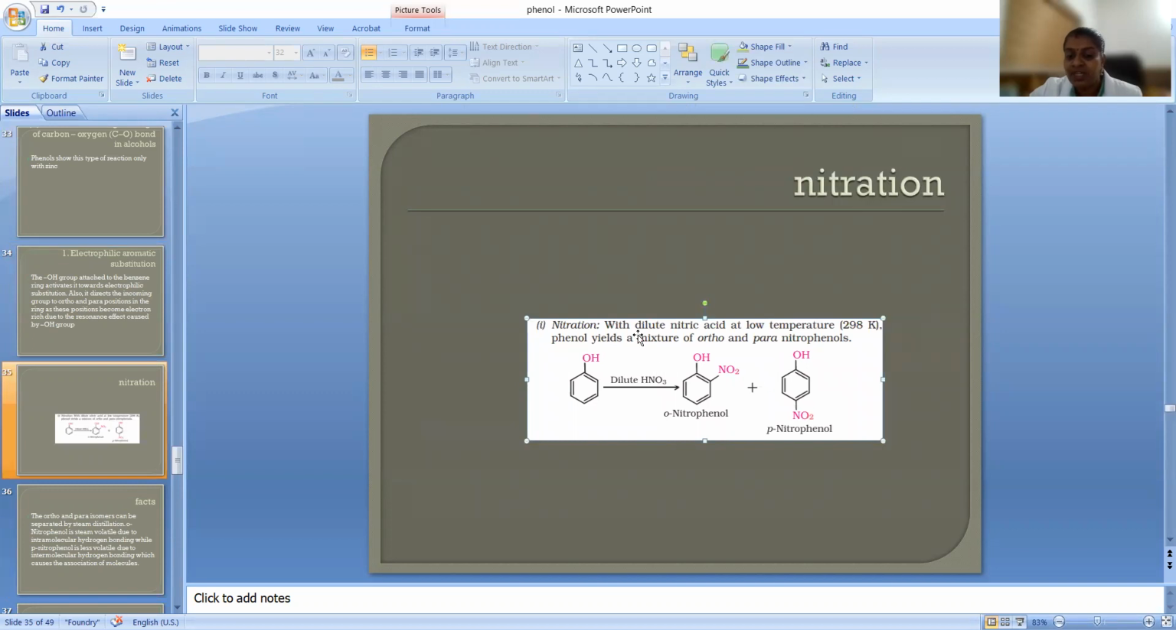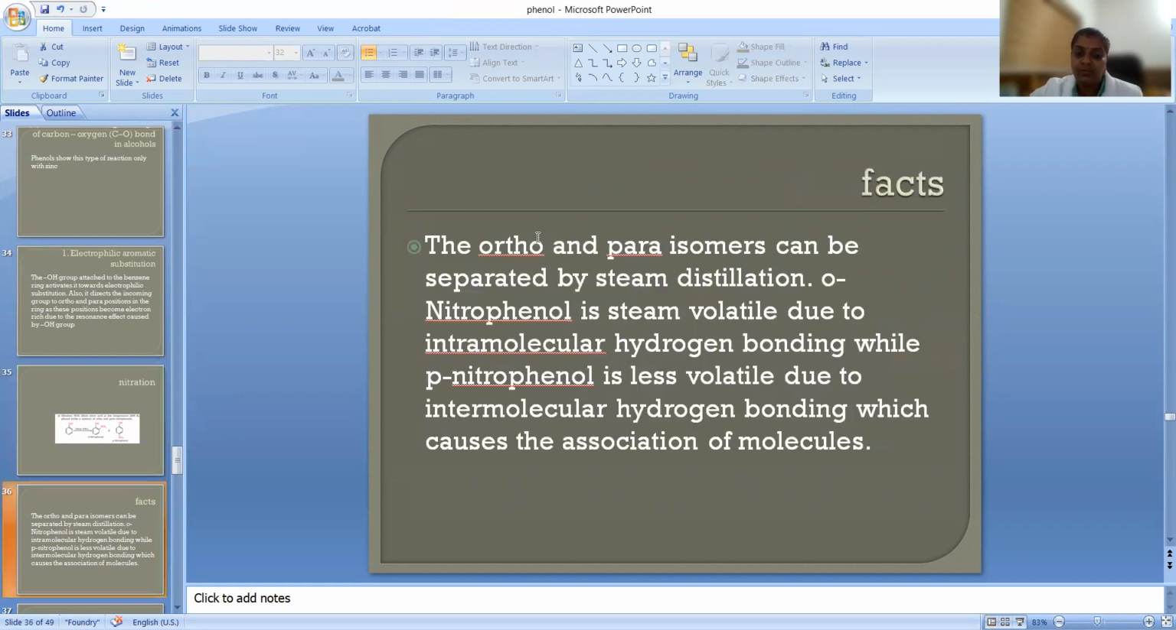So what is the reagent we are using for nitration? Dilute nitric acid. Last time we used nitrating mixture, that is concentrated nitric acid and sulfuric acid. Here in phenol we are using dilute nitric acid. So we will get orthonitrophenol and paranitrophenol. Now, the ortho and para isomers can be easily separated by steam distillation.